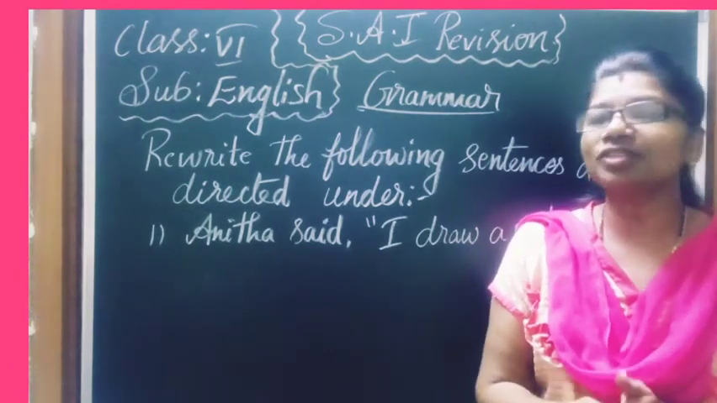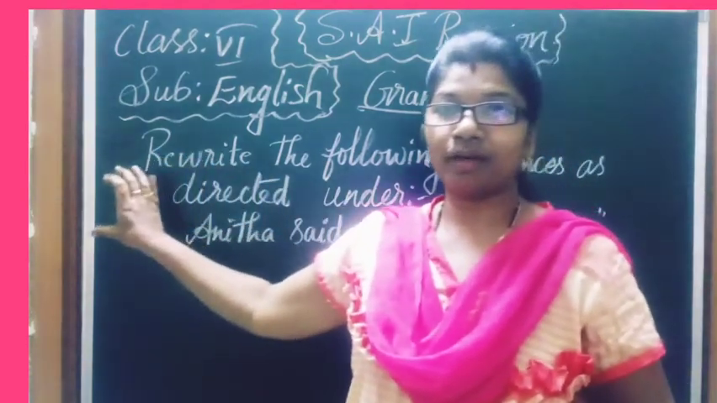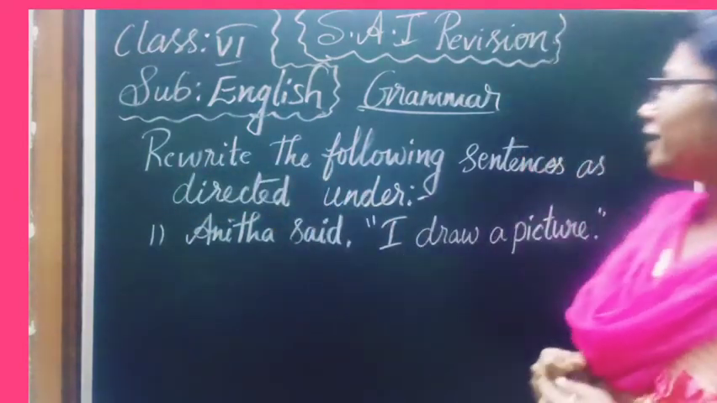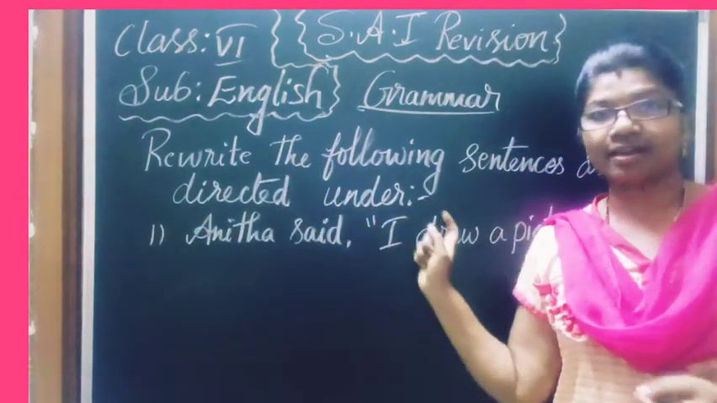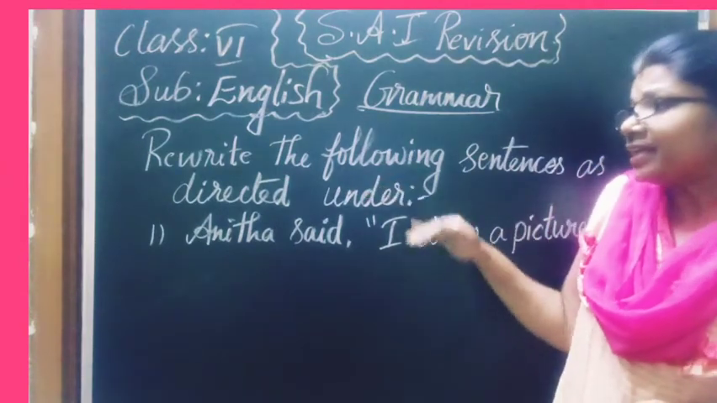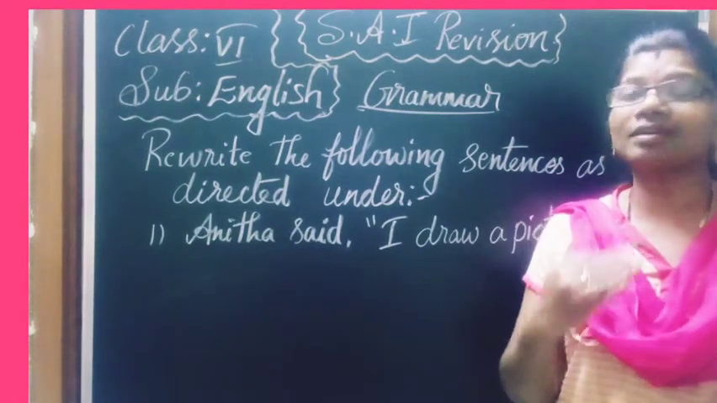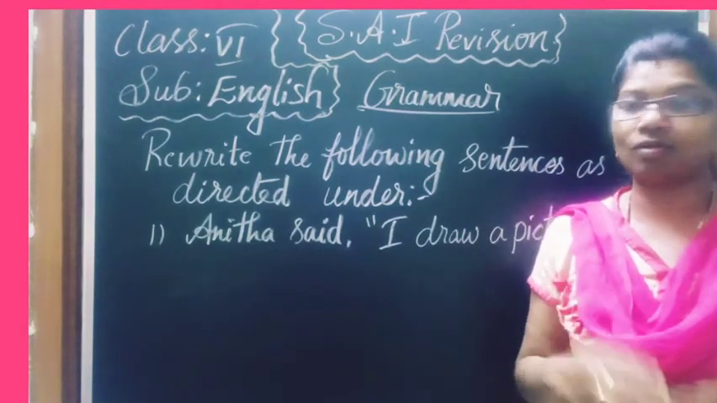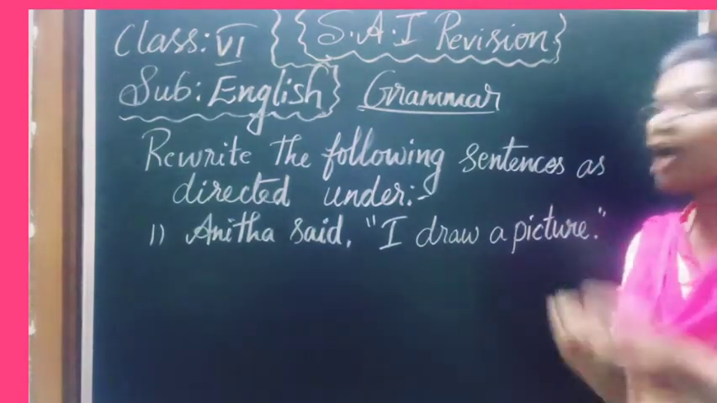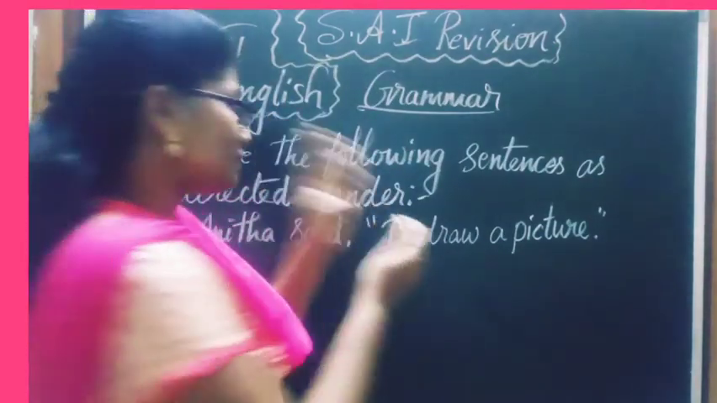Now, the first thing I would like to discuss with you is that you are going to get the Roman number and then the question title heading would be like this: Rewrite the following sentences as directed under. Okay. Now, they give you one sentence and you have to answer the question as directed. First thing is, Anita said, I draw a picture. Now change or rewrite the sentence into indirect speech. In this way you are going to get it.